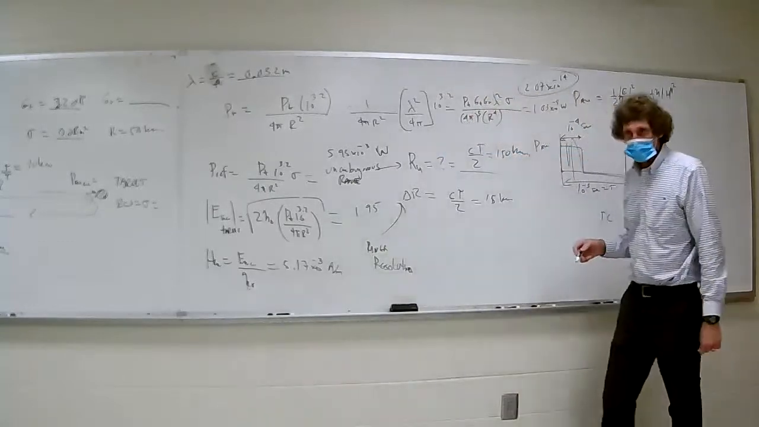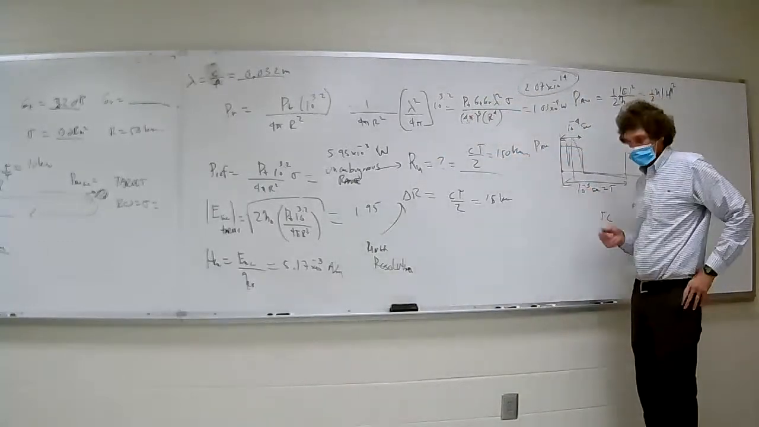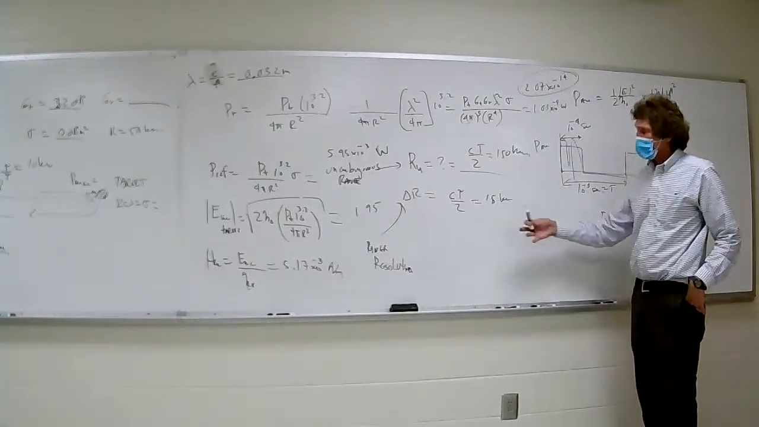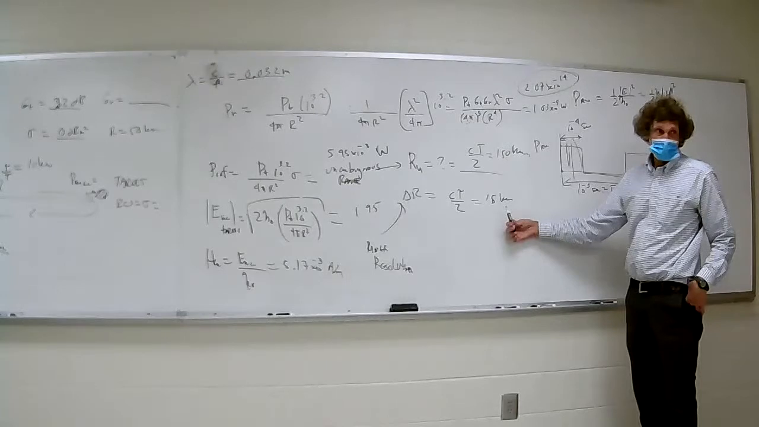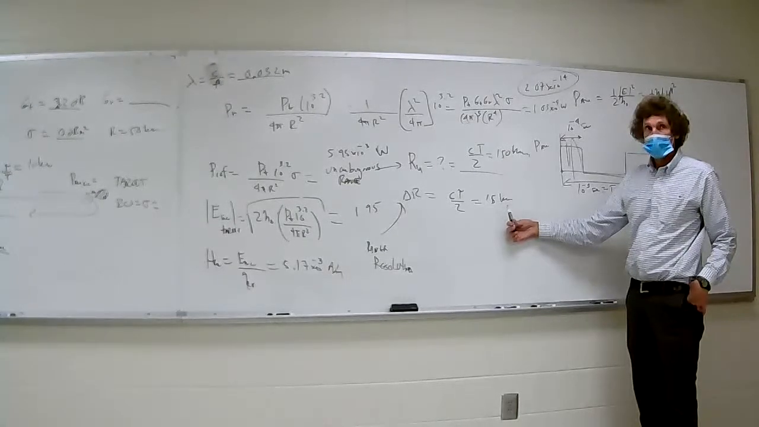Now here's something just to tip. That's a 10% duty cycle. A range resolution of 15 kilometers is not good, unless you're talking about long-range navigational radar, where they really don't care about that. How do we know we have a 10% duty cycle?